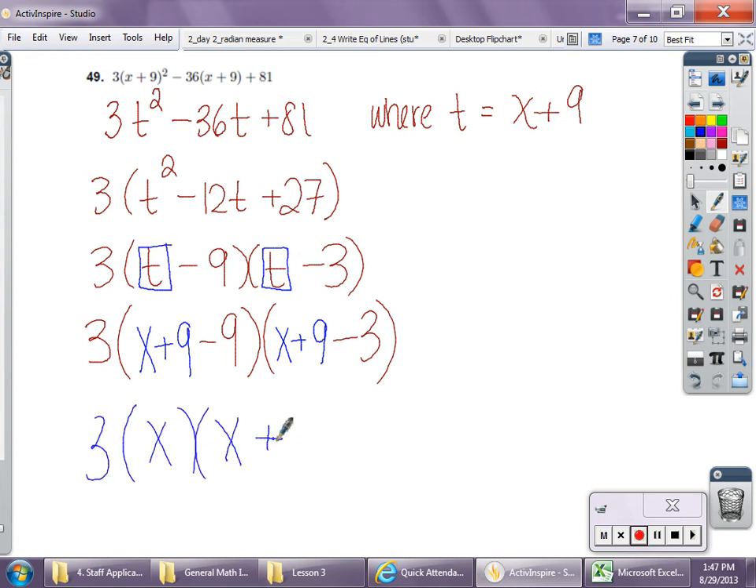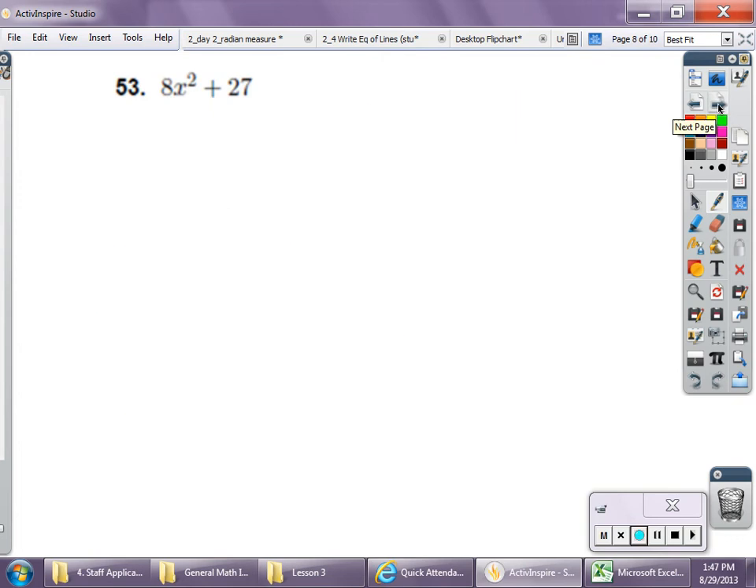So I believe this was incorrect on the answer key. I think I got myself confused with my A's and 9's. So this one here, 53, was actually a typo. It should have been 8x cubed plus 27. I'm sorry about that.